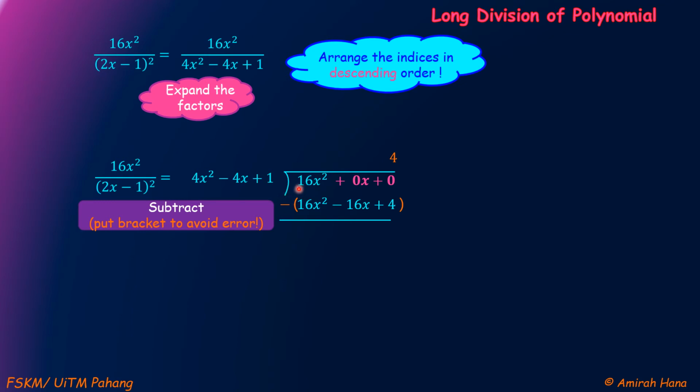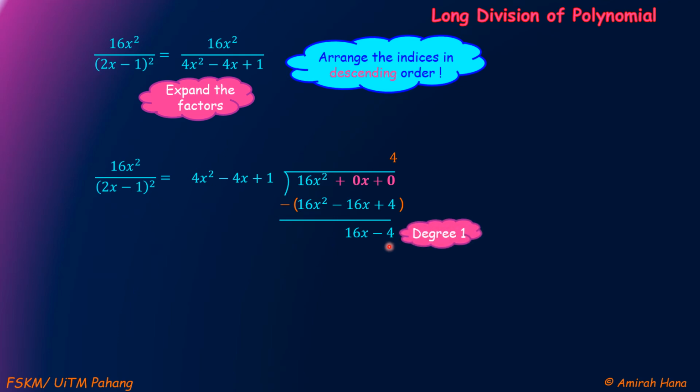Now we have 16x squared minus 16x squared, and then 0x minus minus 16x, minus minus means plus 16x. That's why we must put brackets to avoid error. And then 0 minus plus 4, so we get 0 minus 4. So 16x squared minus 16x squared equals 0, no need to write. 0 minus negative 16x equals positive 16x. And then 0 minus positive 4 equals negative 4.